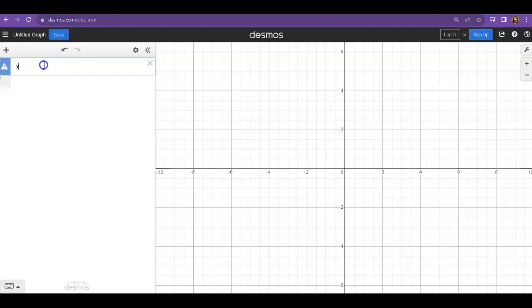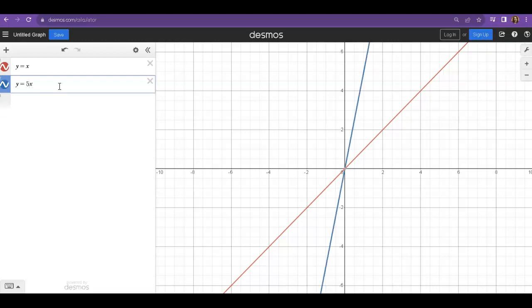We start out with a basic line, y equals x, and you see that it graphs immediately. And then I ask them, well, what happens if we put a number in front of the x, and we compare the two graphs? Our original line is here. We see that it's uphill, and it has a positive slope. This line is also uphill, but it's much steeper.